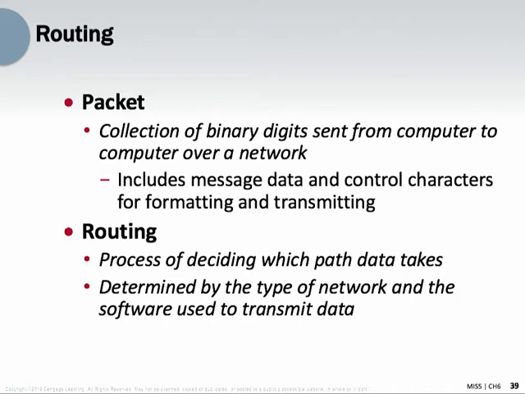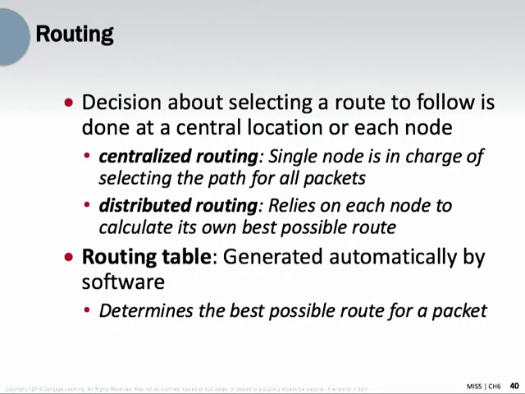This is determined by the type of network that we're using and the software we're using to do the route. And to go a little deeper, when we're making this decision about how to select a route, we have a couple different options. We have centralized routing, where one node is in charge of selecting all packets. This should sound very familiar from when we were talking about the network topologies, because if you have a centralized topology, you're then going to have centralized routing. And then, of course, the inverse of that is if you have a distributed network, you'll have distributed routing.